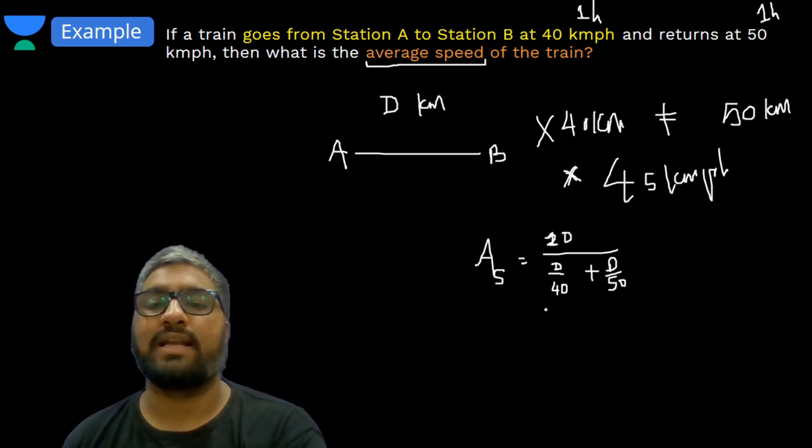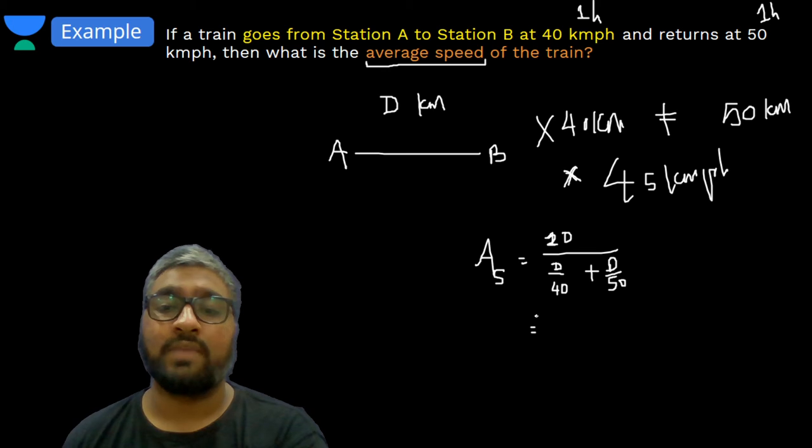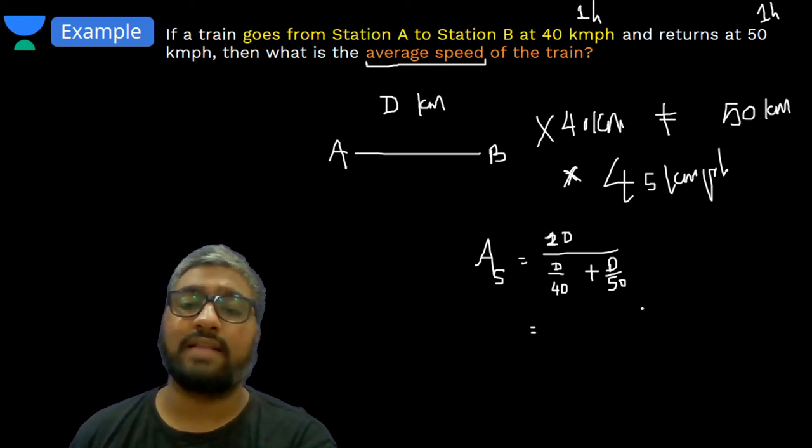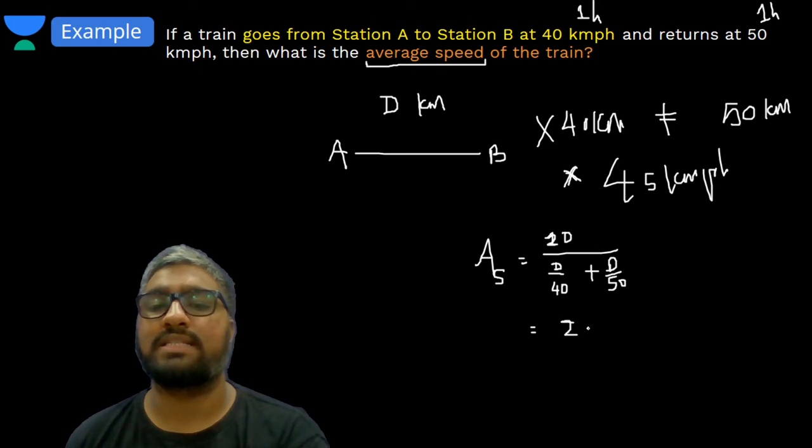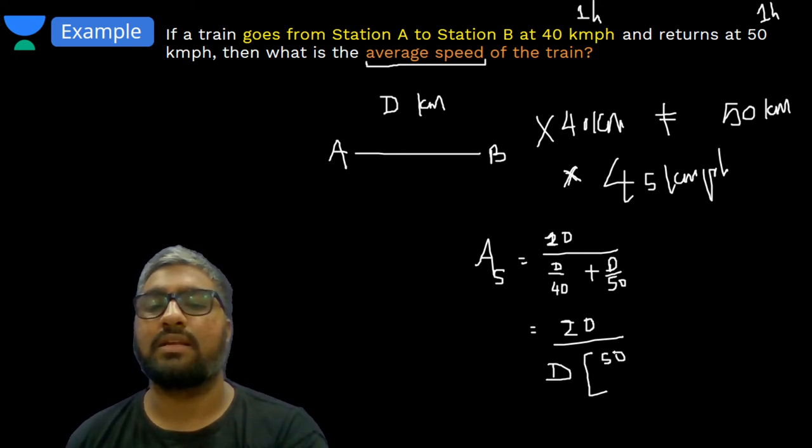So if I take LCM here, what would I get? Instead of taking LCM, I'd rather just directly multiply. So what would I get? I would get 2 times D. Here I'll take D as a common multiple. So what would I get? 50 plus 40 by 50 into 40, right? Correct.